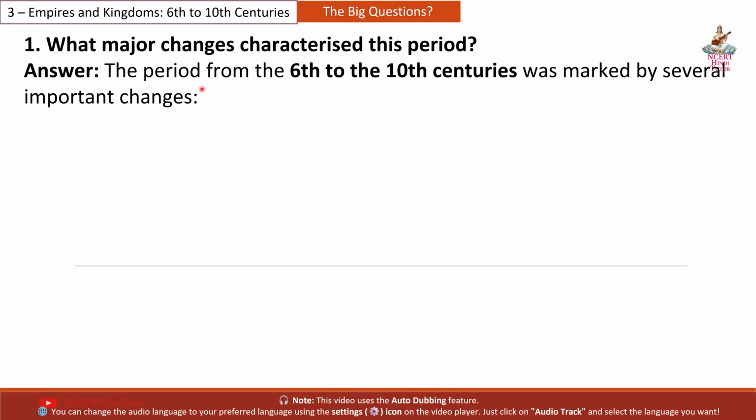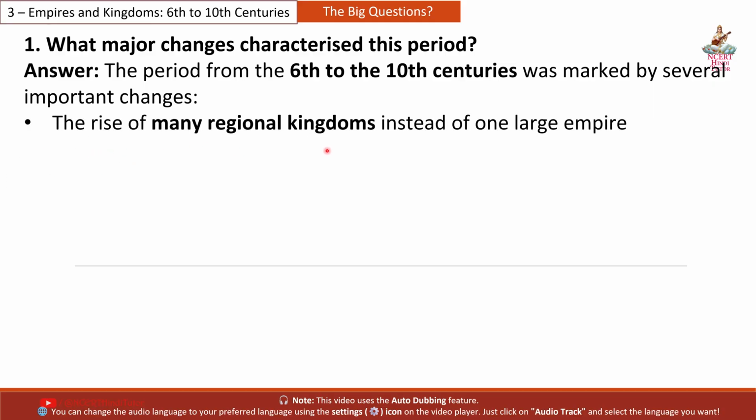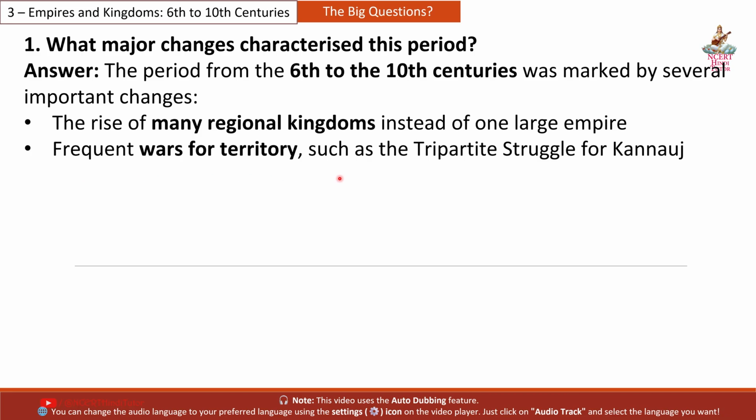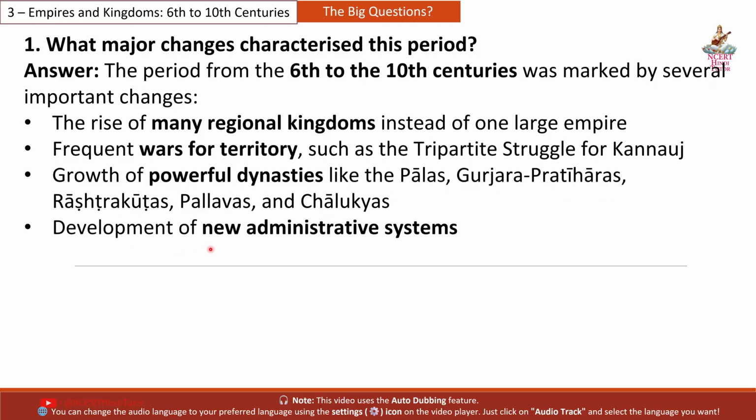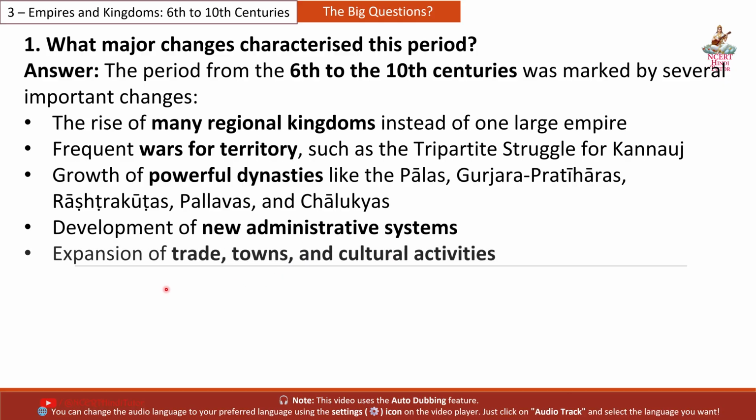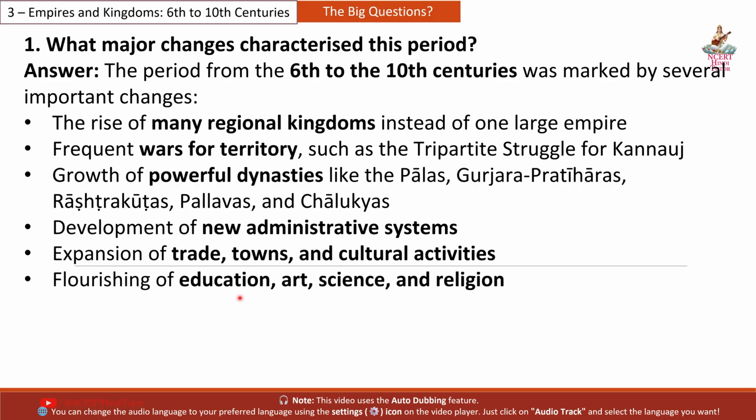Answer. The period from the 6th to the 10th centuries was marked by several important changes. The rise of many regional kingdoms instead of one large empire, frequent wars for territory such as the tripartite struggle for Kannauj, growth of powerful dynasties like the Palas, Gurjara Pratiharas, Rashtrakutas, Pallavas and Chalukyas, development of new administrative systems, expansion of trade, towns and cultural activities, flourishing of education, art, science and religion.